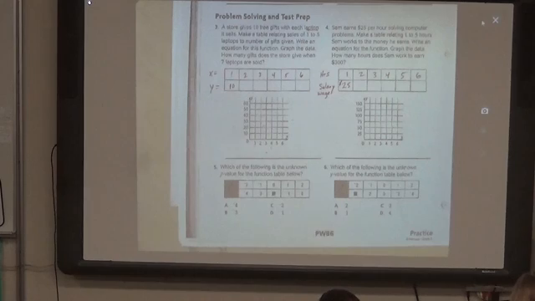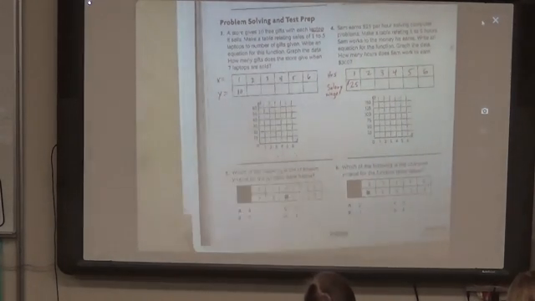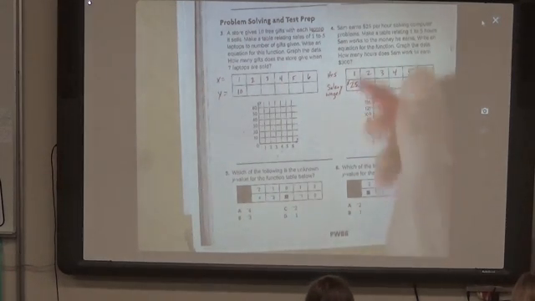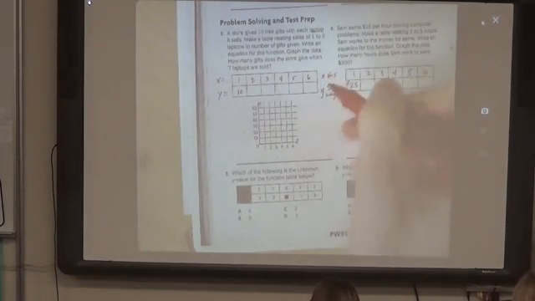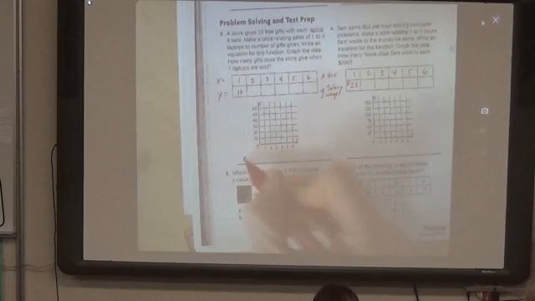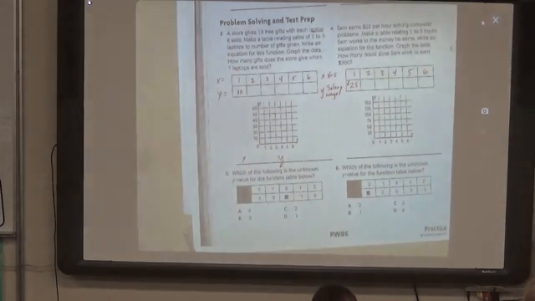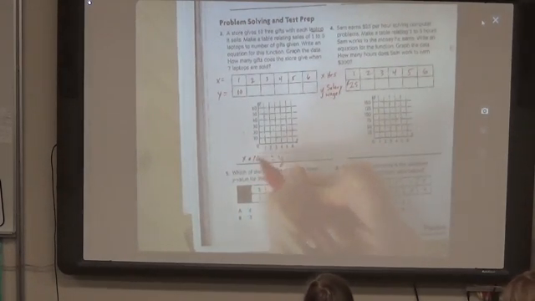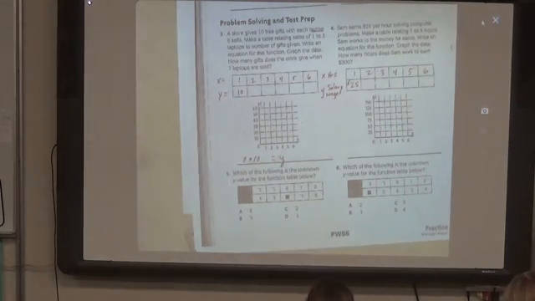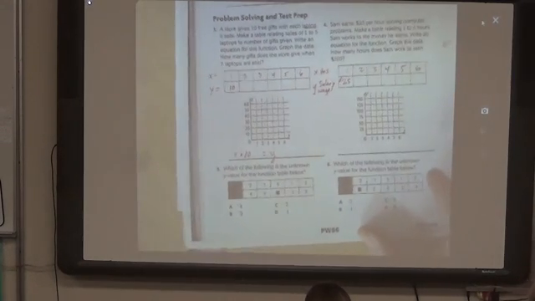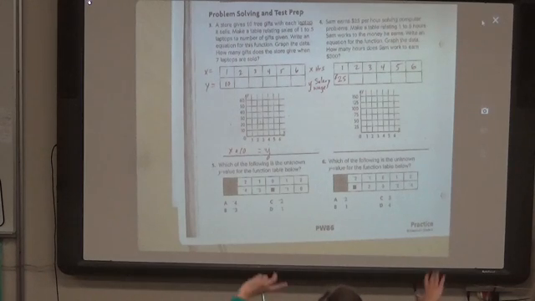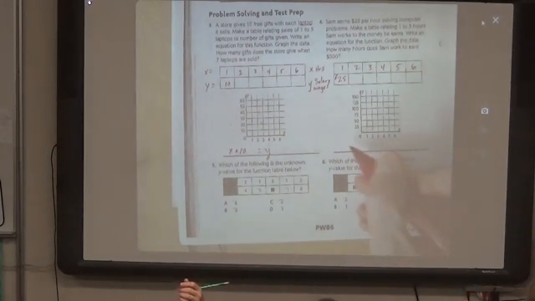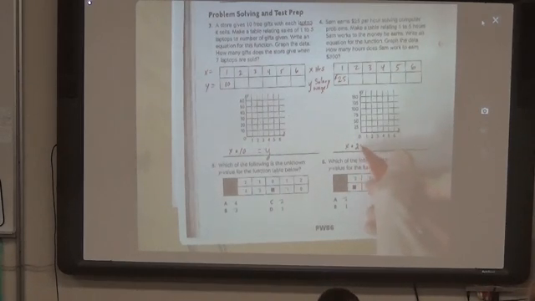Now, when you're writing, it says write a function rule, x and y. How do you get from x to y? Times. Yeah, x times 10, right? How about number 4? How do you get from x to y? Yeah, so x times 25.